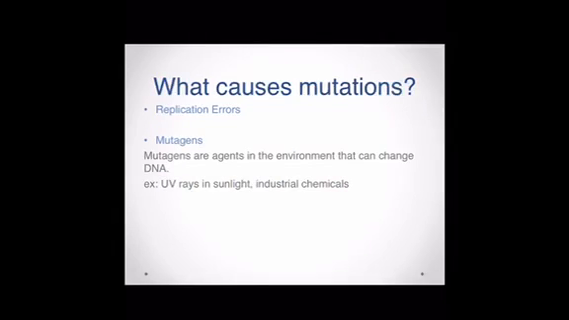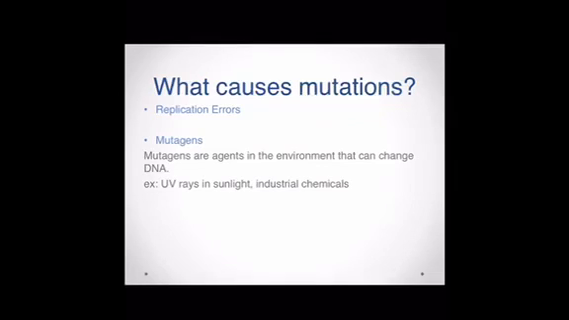What causes mutations? Mutations may be caused by replication errors. So we know that the DNA polymerase has a built-in proofreading function. However, a small number of replication errors are not fixed by the DNA polymerase, so these mutations will build up over time and eventually affect how the cell works.